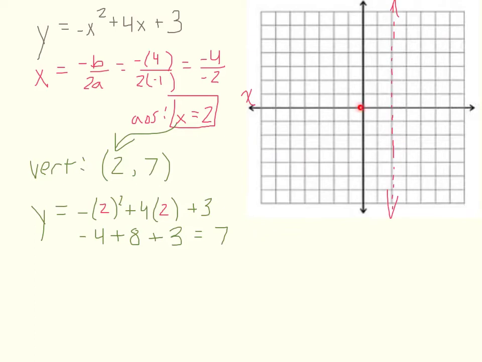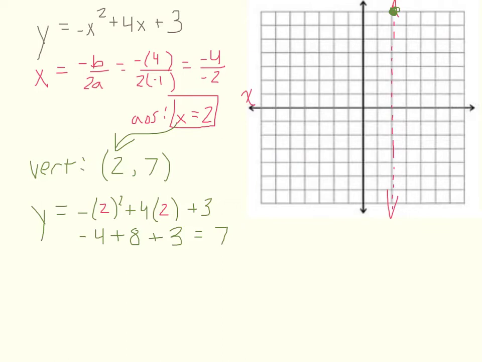So I have to go over 2 from the origin, so over 2, and up 7. I hope my graph is big enough. 1, 2, 3, 4, 5, 6, 7. Just barely. So here is my vertex. It is on the axis of symmetry. That is the middle of my graph.